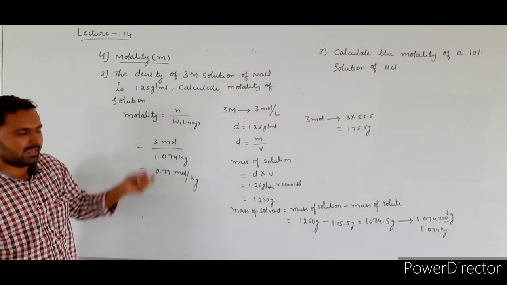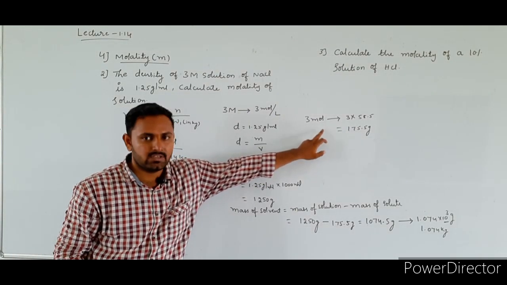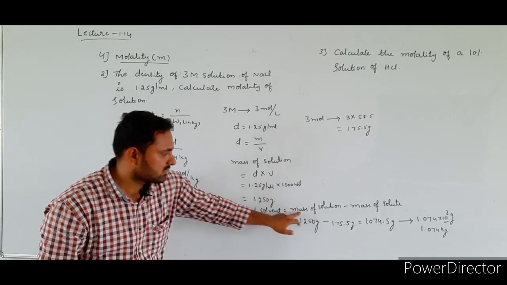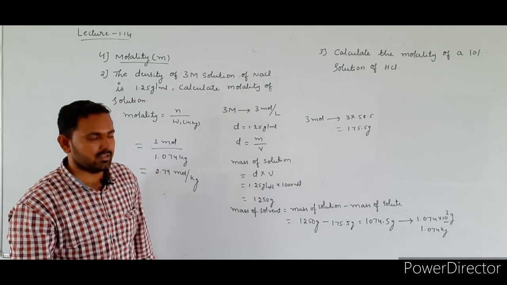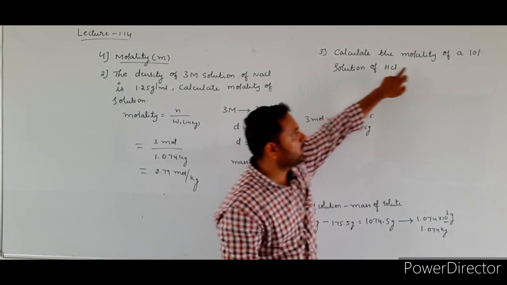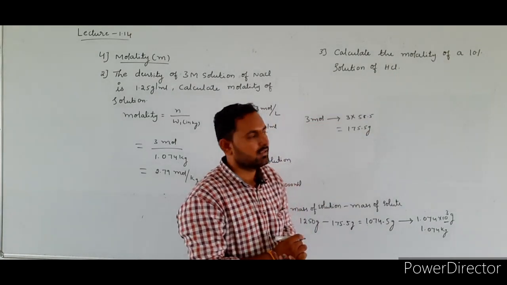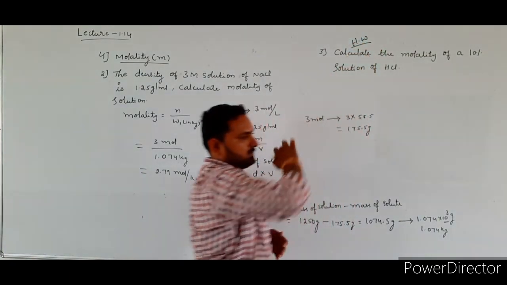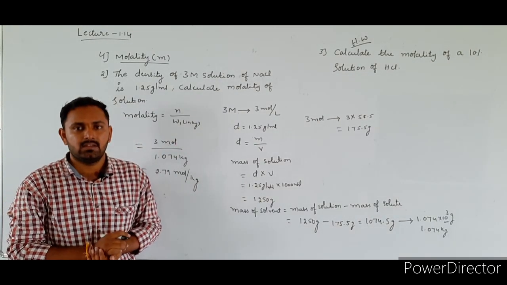In these cases, first we have to calculate mass of solute. Next we have to calculate mass of solution. After that, we have to calculate mass of solvent. Next, third one: calculate the molality of 10% solution of HCl. This is homework. This is the last concept in the first chapter.